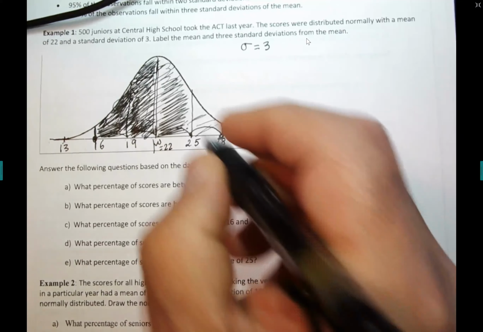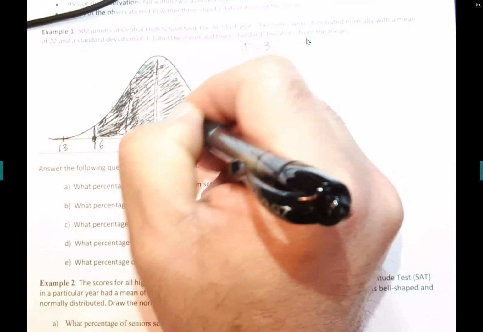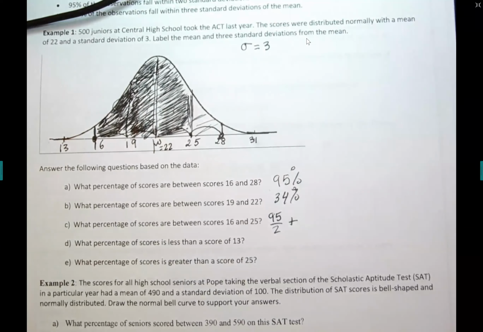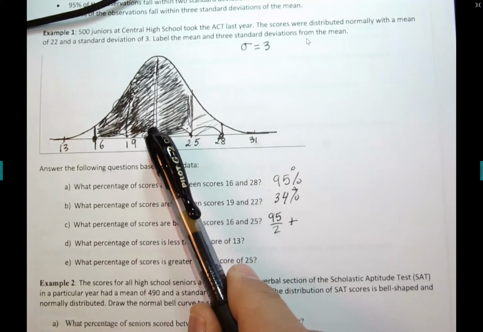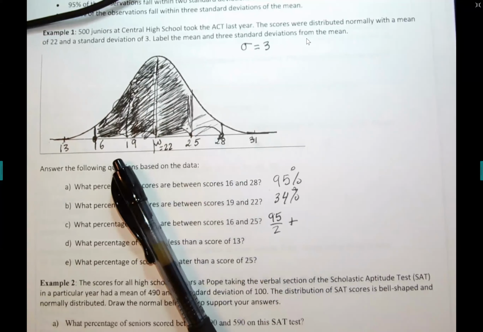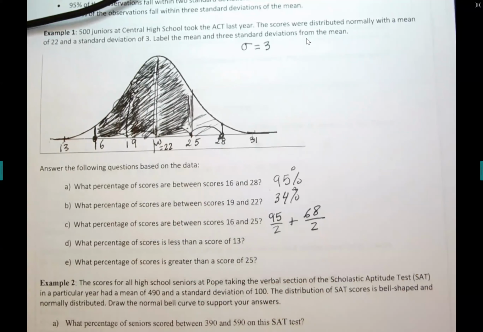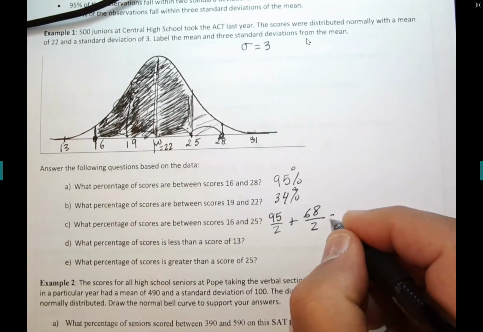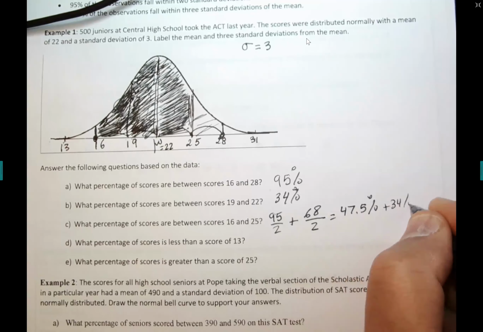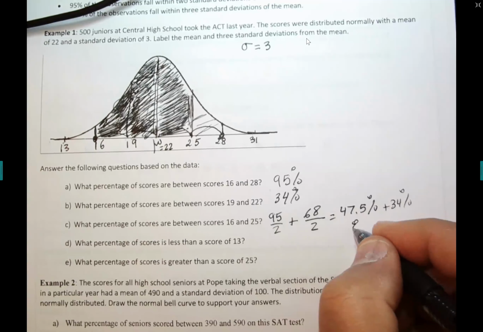Plus, can someone tell me how much is this? What would that be? This is 1 standard deviation above the mean. Would it be half of 68? Half of 68. Here you go. Just add them up, guys. So it will be 47.5% plus 34%. Okay, so that will be 81.5%.